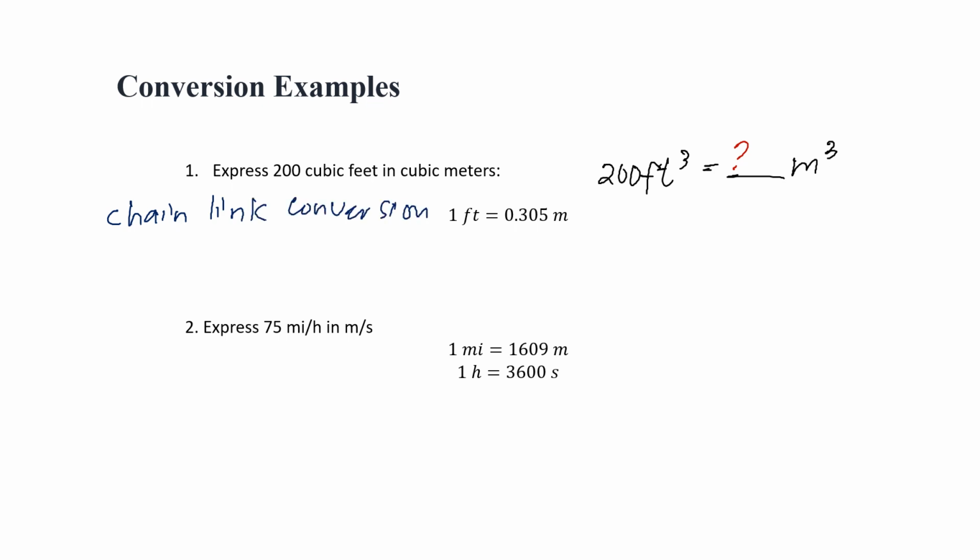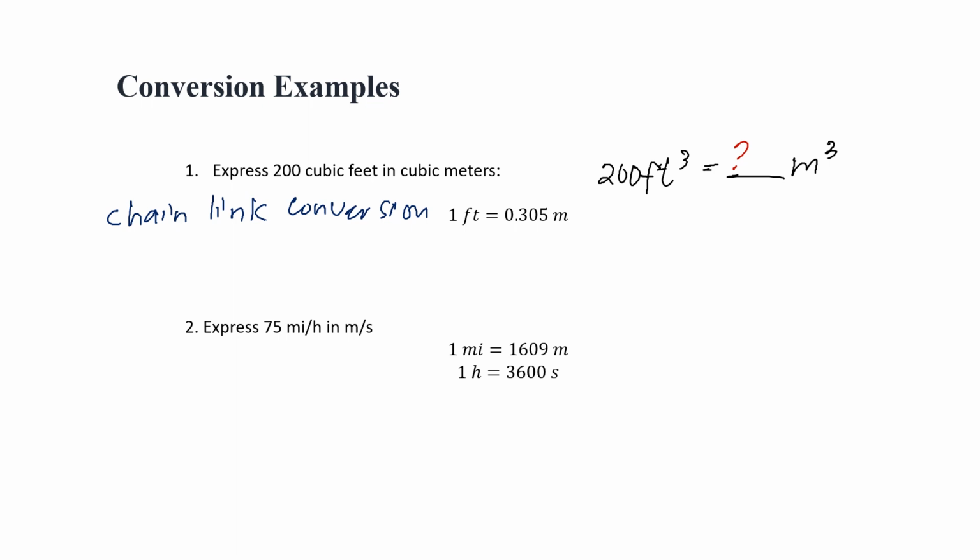Okay, it's called the chain link conversion because you will be creating links of multipliers in order to cancel out units to end up with your desired quantity. So let us solve this one.